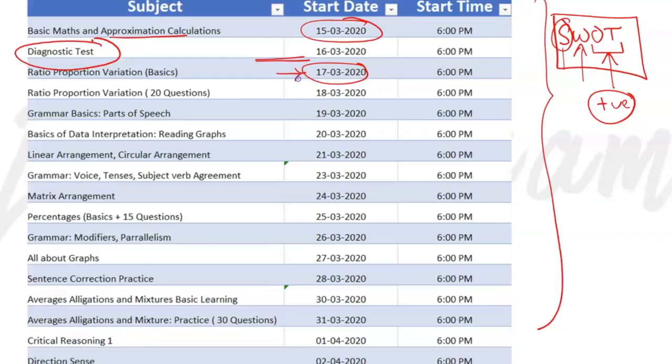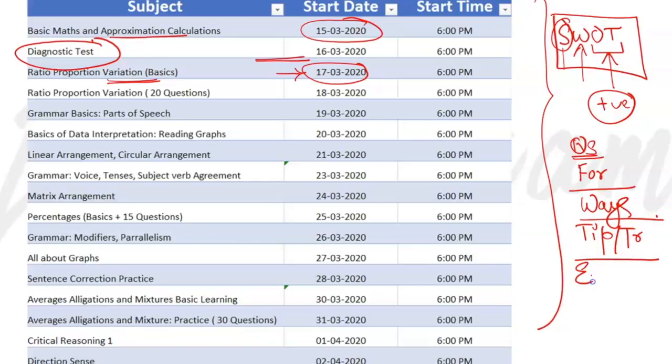Now on the first day, I would be preparing the ratio proportion basics. Now what do I mean by basics? By basics I mean the normal questions that are seen in the chapter, the different formulas that I come across, the ways to solve these questions, right? If there are any tips or tricks. And after that, you would be solving some example questions. So this is what you would be doing in a basic class, or rather a basic self-study plan. Okay? This is what you would be doing on the 17th of March.